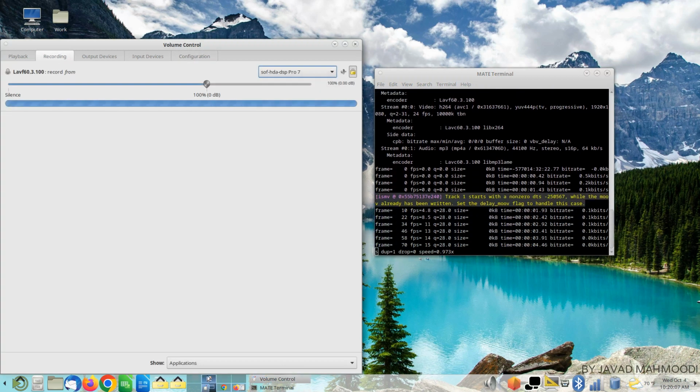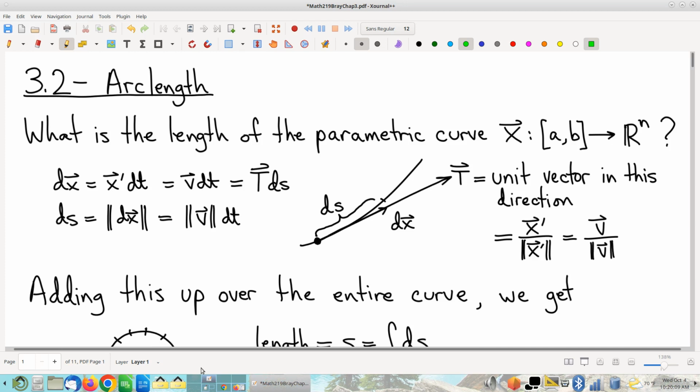Good. Okay, so picking up where we left off last time. So we finished chapter 2. Took us a while, but we got there. Moving on with chapter 3. Now we've already covered section 3.1, moving along to 3.2. We're going to talk about arc length.